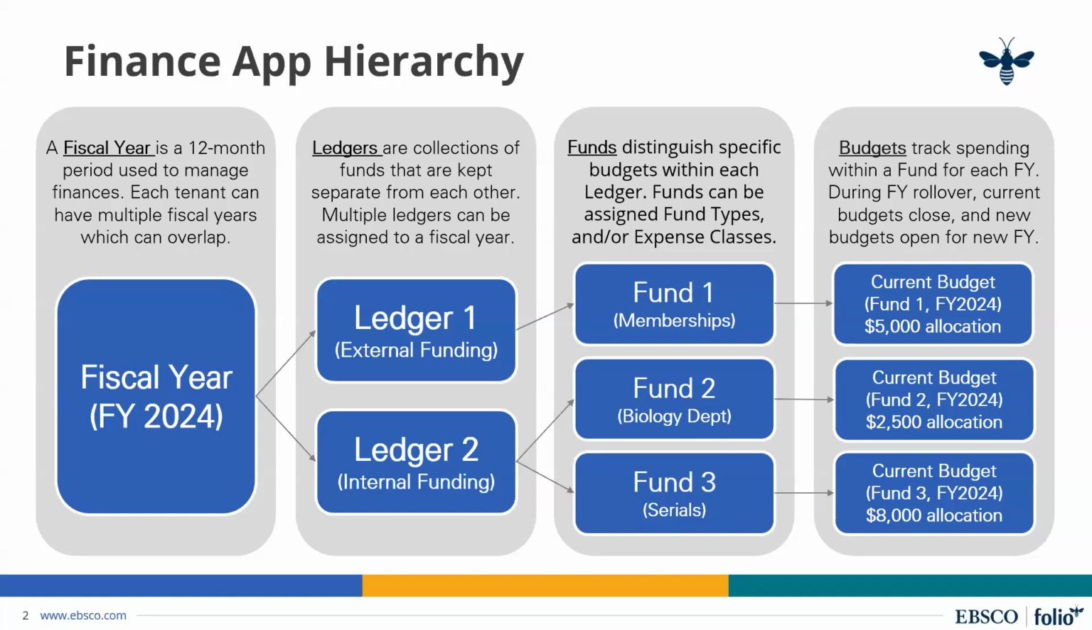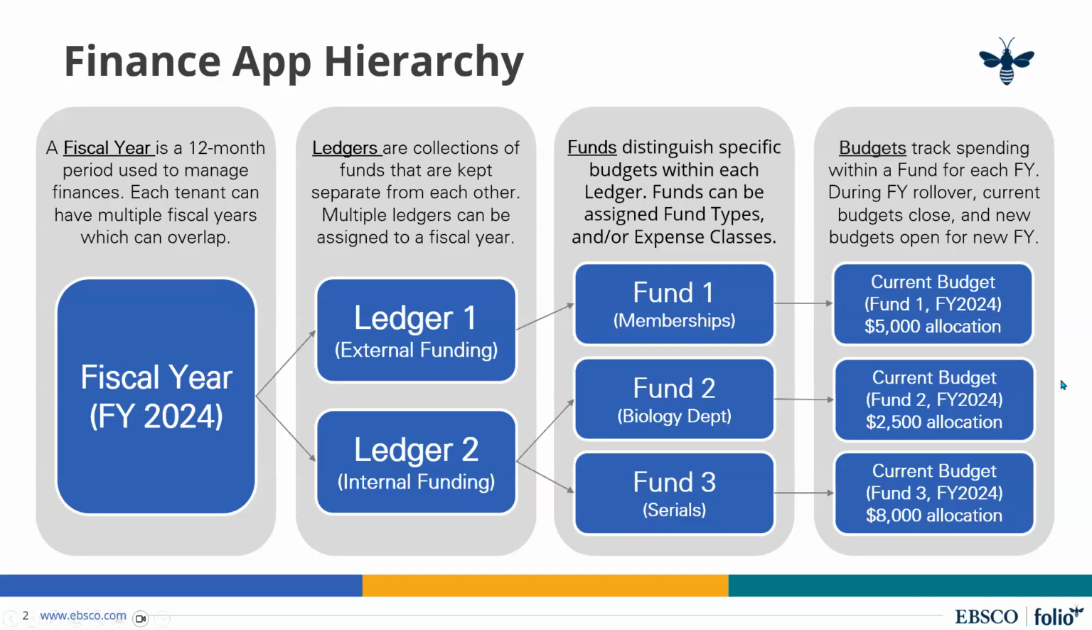And each of these funds will have its own budgets. So in the fund, we would be allocating however much budget or actual allocation that we have for that specific fiscal year. So this is just a nice slide that describes the Finance app hierarchy to start with.